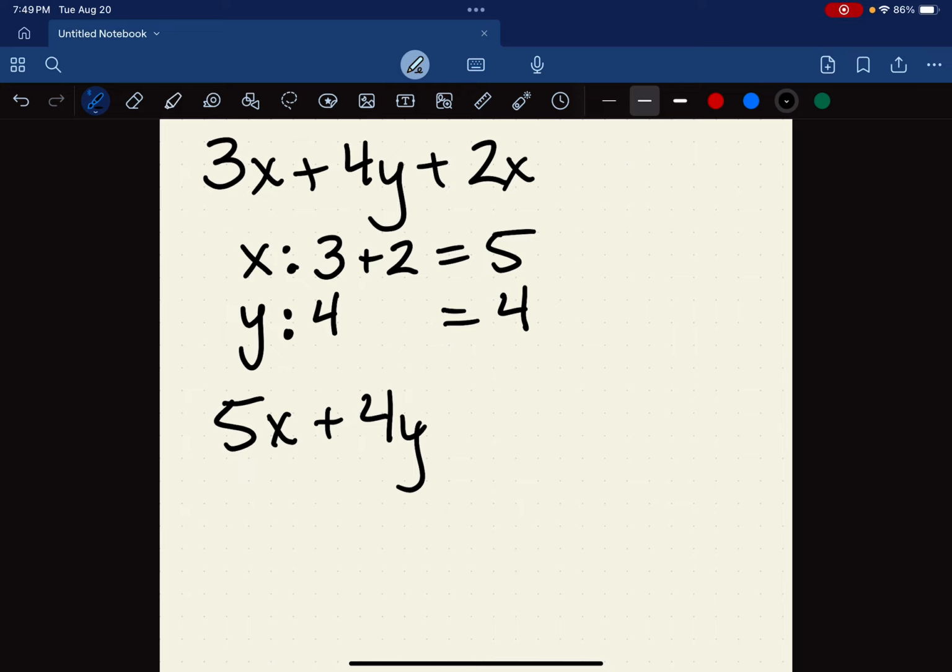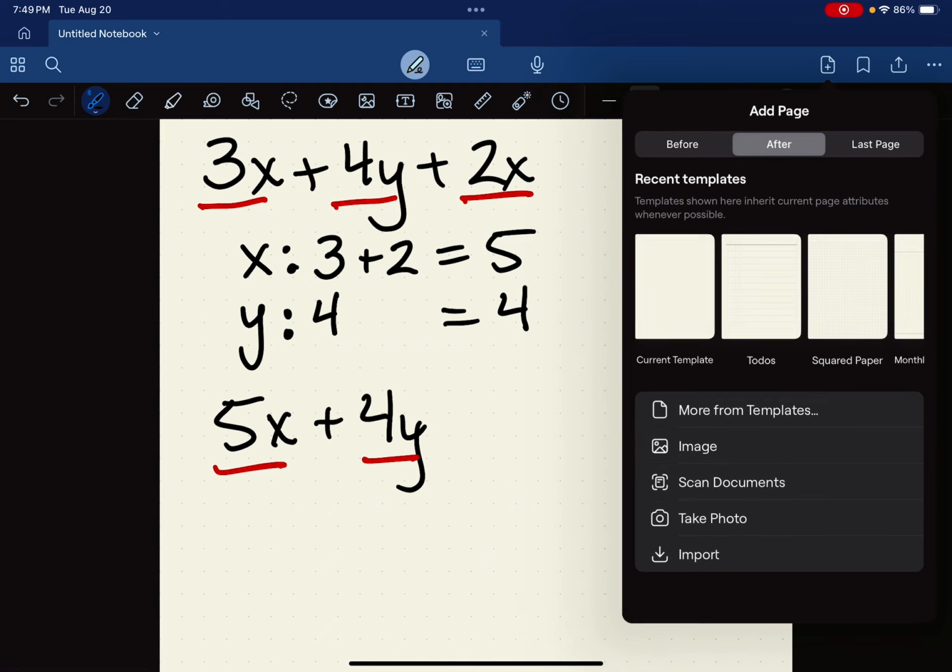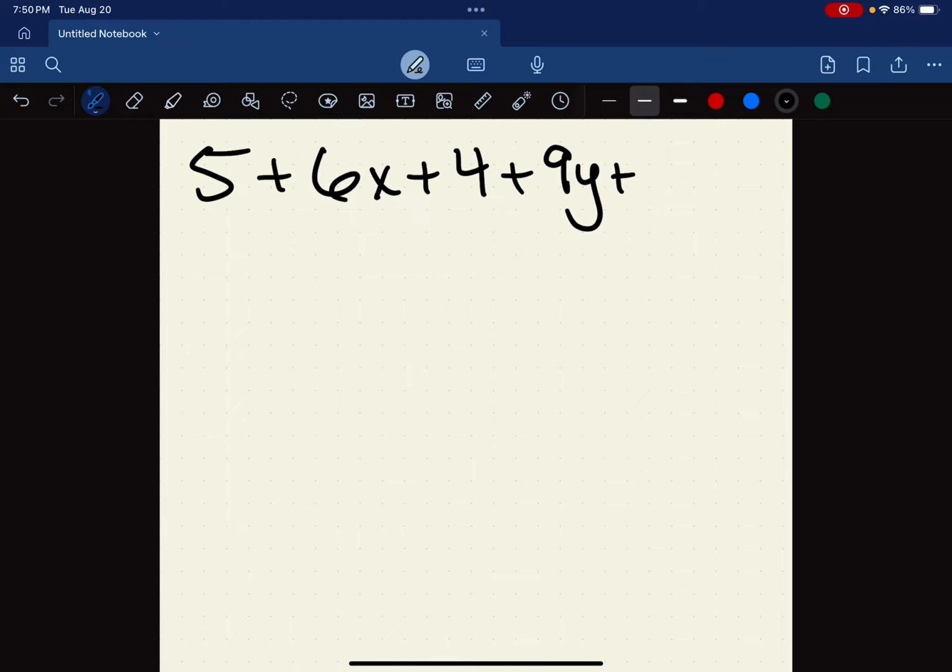If we go back to the apples and oranges scenario, this is like me saying, go to the store, pick up 3 apples, 4 oranges, and 2 more apples. Well, I could just say go pick up 5 apples and 4 oranges, right? So all we're doing is extracting the coefficients from the terms with variables and adding them together. Let's go ahead and look at another example. We have 5 plus 6x plus 4 plus 9y plus 12x.